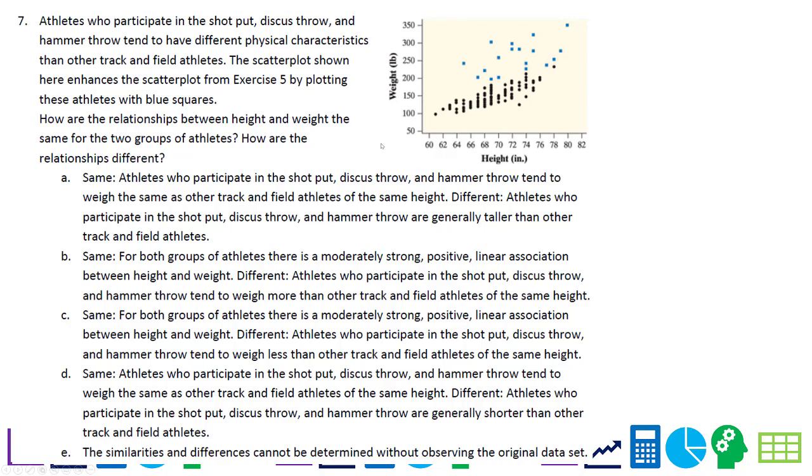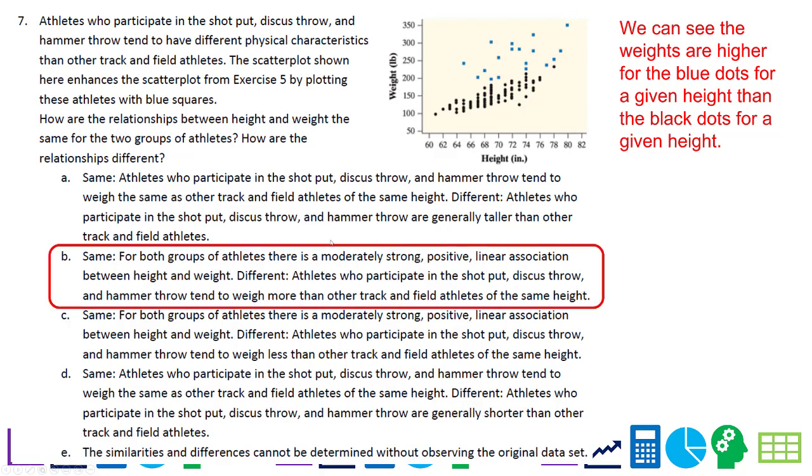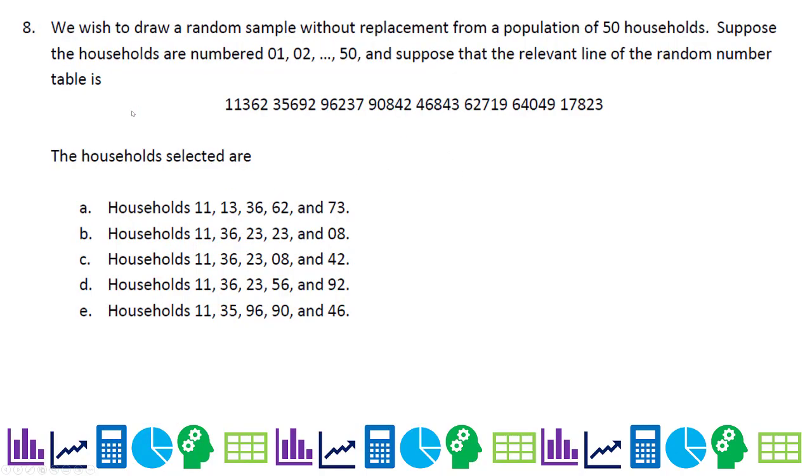So how is the relationships? Well, we can see the weights are higher for the blue dots for a given height than the black dots for a given height. So we say the relationship is the same in the sense for both groups of athletes. There is a moderately strong positive linear association between height and weight. What's different is athletes who participate in the shot put, discus throw, and hammer throw tend to weigh more than other track and field athletes. So here, they basically highlighted these are your shot put. I'm saying putt instead of put. There we go.